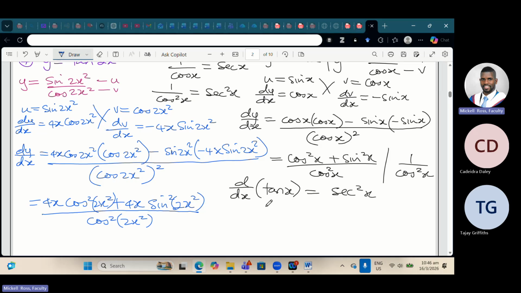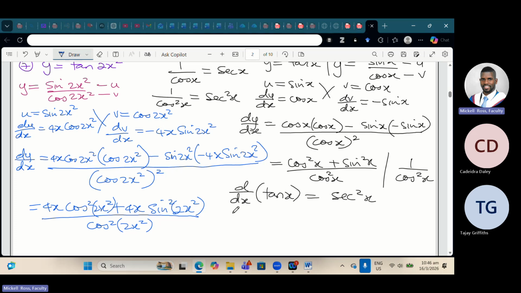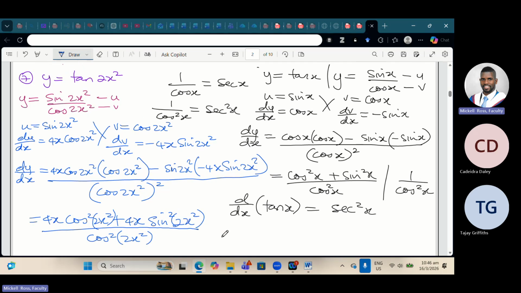cos squared x plus sine squared x is equal to 1. And then all we have to do is simplify. We can factor out 4x, because 4x is common. Let me write it out right here first, and then we finish working it out with the factorization. I'll show you what you would end up with.